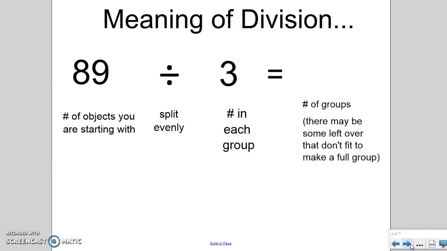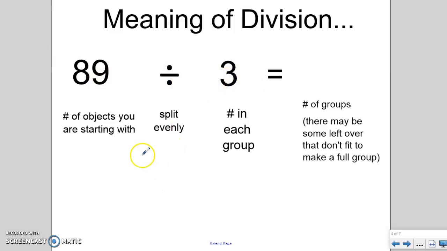Now, here's an issue. This is a number sentence. Maybe I have 89 students and I'm dividing them between 3 classes. I don't want to draw 89 students. I don't want to take the time to do that. So with division, there's a different way that you can do a problem besides just drawing a picture. This is not how we set up division problems to solve.